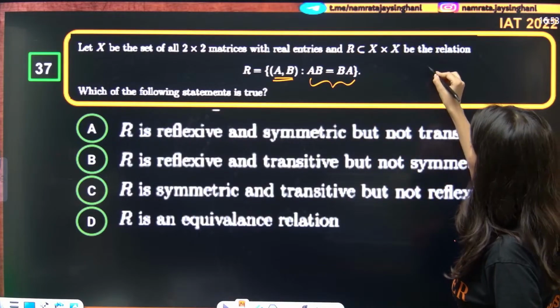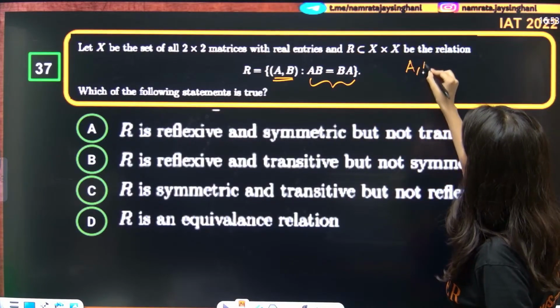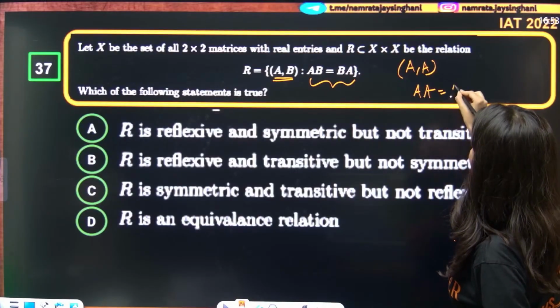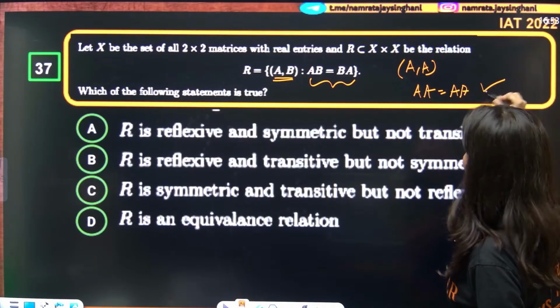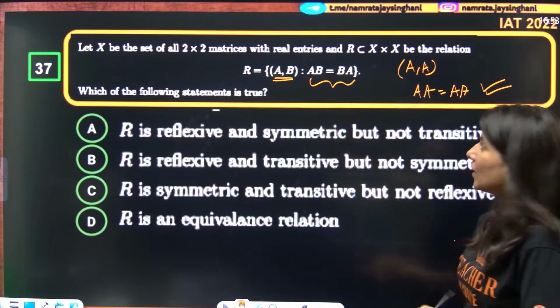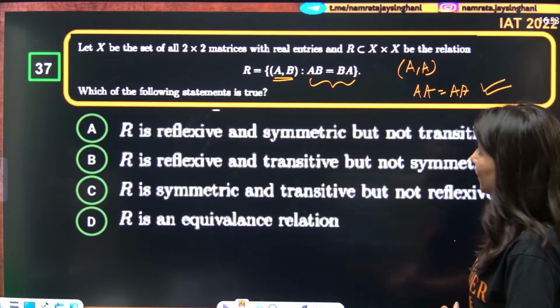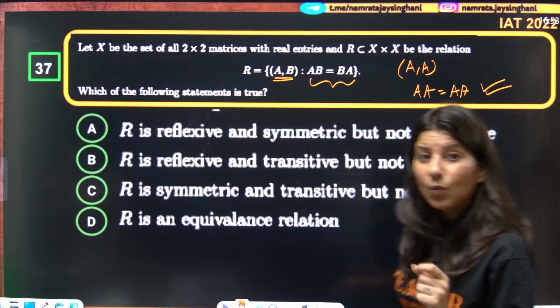So whether it is reflexive: (A, A) should be inside the relation. A into A is equal to A into A. Yes, it is reflexive. Symmetric too. AB equals BA, so BA will be equal to AB, which is true. So it is reflexive and symmetric, but it won't be transitive.